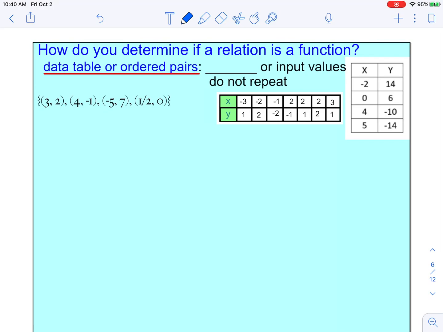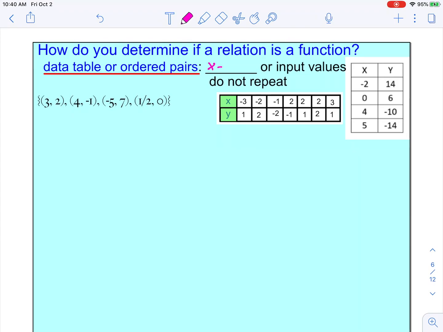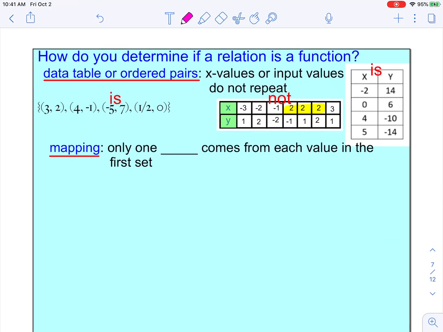So how do you determine if a relation is a function? Well, from a data table or ordered pairs, the x values or input values do not repeat. So again, we look at this one, we look at our x's. This is a function. Let's look at this one. Look at your x's. Oh, this one is not. We already went through some of these, but you try the other T-table here, this last one. And this one is. You can see those are worked out there, but let's move on.